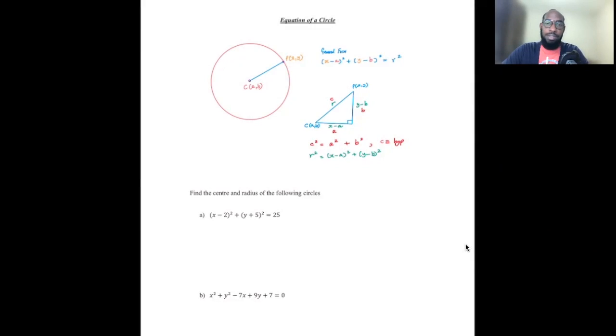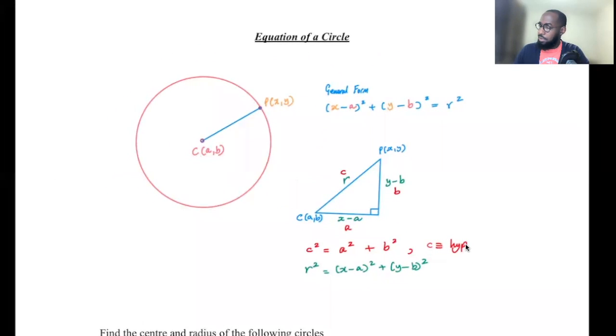To find the center and radius of the following circles. So if we jump right into it, this is the circle, this is the center, (a, b), not drawn to scale. This is the point on the circumference of the circle, P, that is, you have P(x, y). All right. The general form for the equation of a circle is (x minus a) in brackets squared plus (y minus b) in brackets squared, and that is equal to r squared.